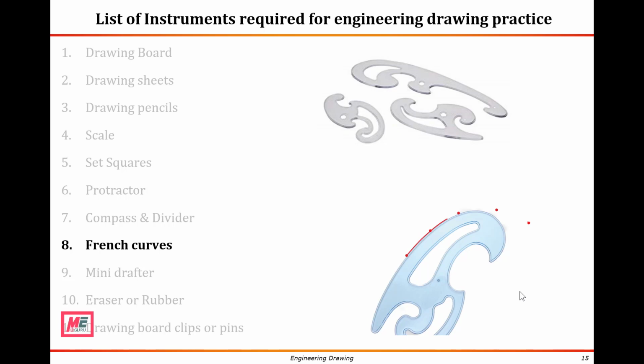French curves contain smooth curves. These curves are actually arcs of varying radius of curvature. Usually, a set of 2 or 3 French curves are sold as a group in the market. French curves are used for drawing curves which cannot be drawn with a compass.